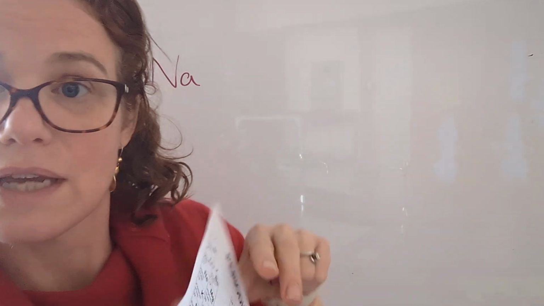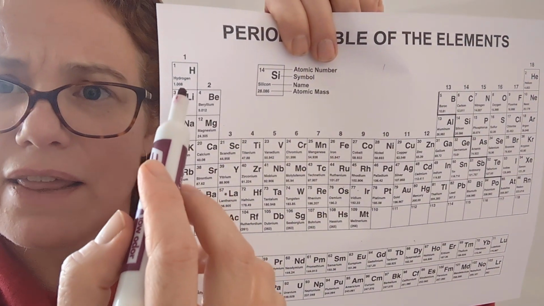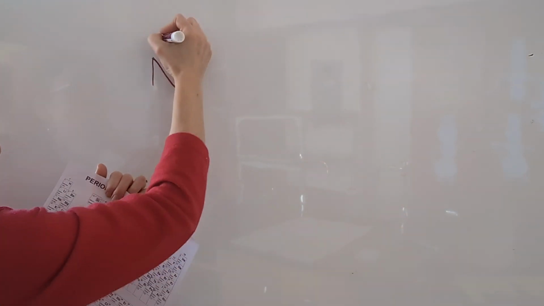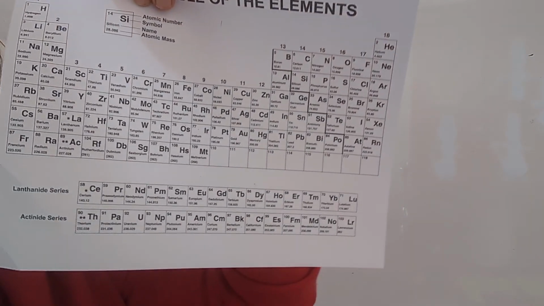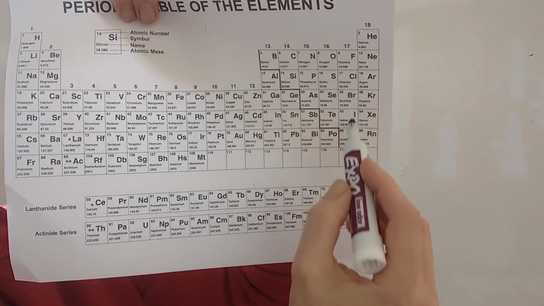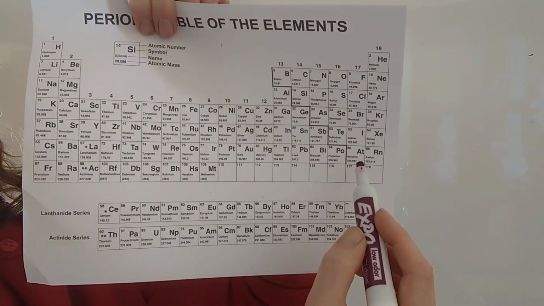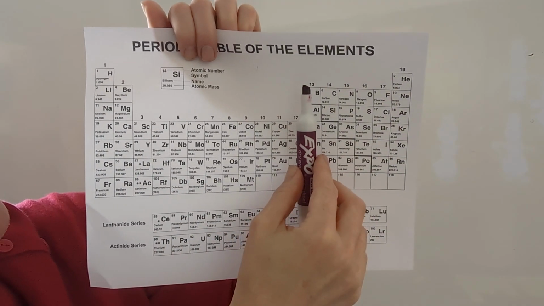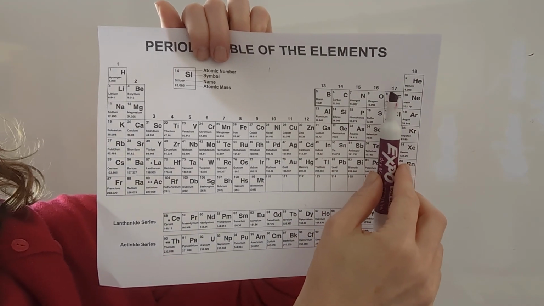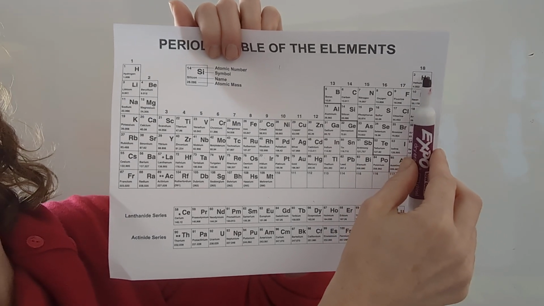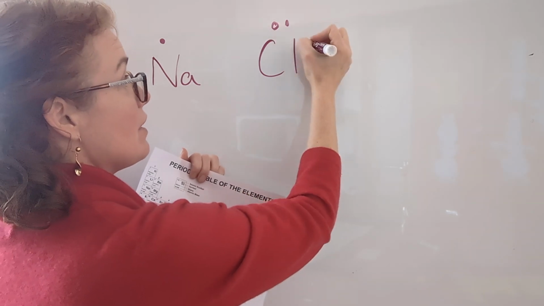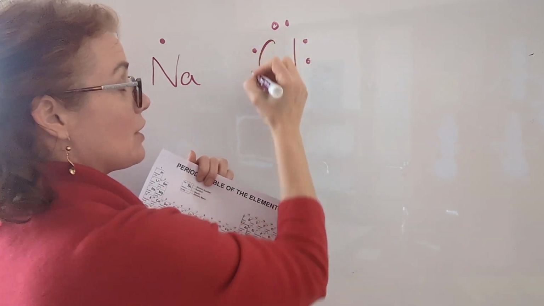If we look at the periodic table, we can tell that sodium is in this family here, which means it has one valence electron. Chlorine is in this family here, so it has 7 valence electrons. Remember the pattern was 1, 2, skip the middle, 3, 4, 5, 6, 7 valence electrons, and then full outer ring. So chlorine has 7 valence electrons.